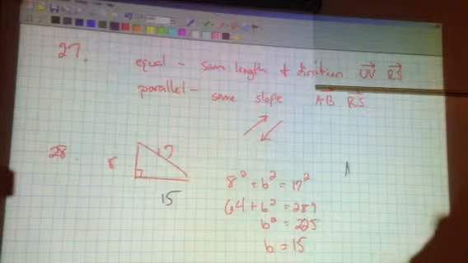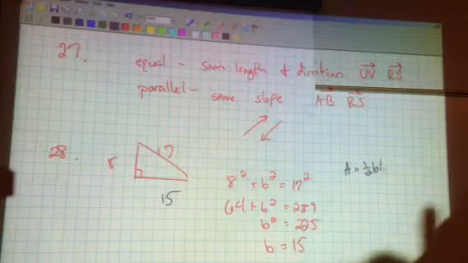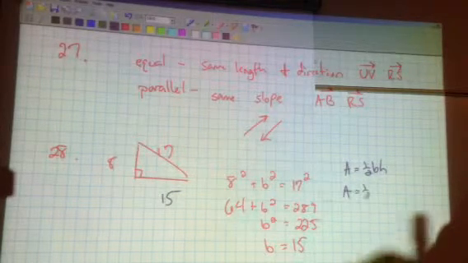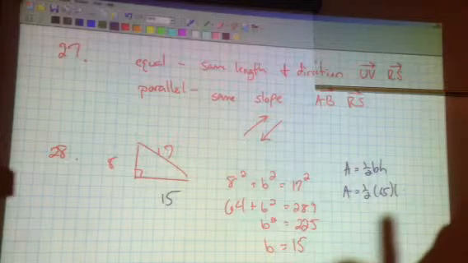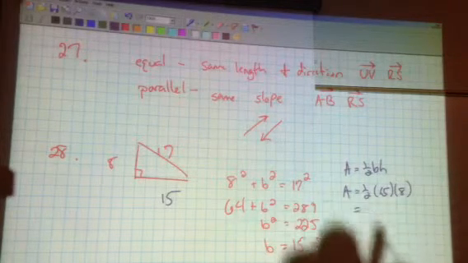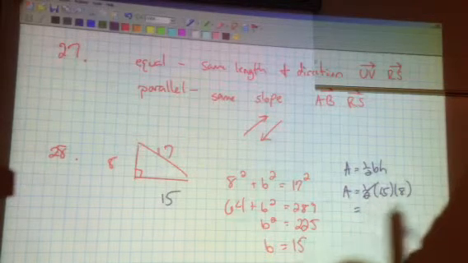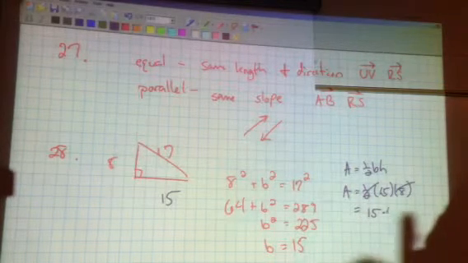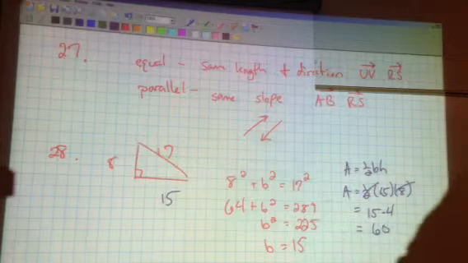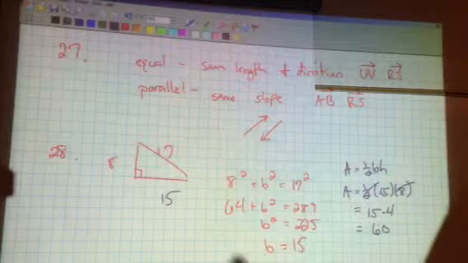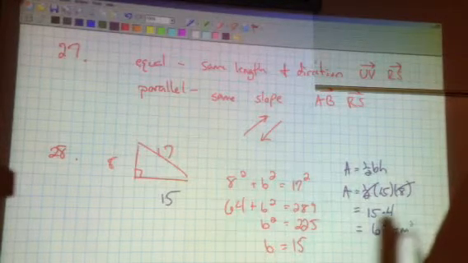Now I can use the area of a triangle formula, which is 1/2 base times height. So 1/2 of 15 times the height. Put that all together. Now don't distribute this 1/2 or anything. You can just do 1/2 of 8 even, and just do 15 times 4, which is going to equal 60. And then it's centimeters squared.